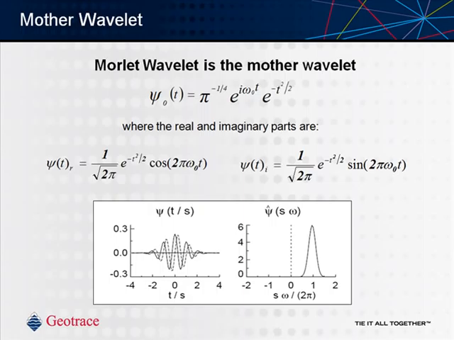So this is just showing you the real component and the imaginary component, as it's a complex wavelet. And here's its time domain representation. The solid line is the real, the imaginary is the dashed, and here's its Fourier transform, so its frequency representation.